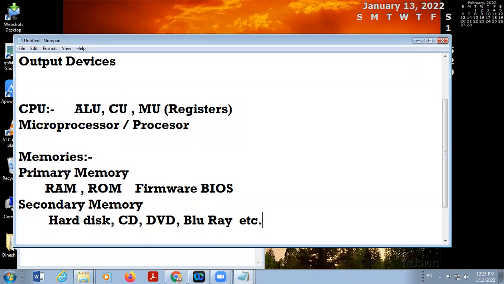Now, primary memory is also called main memory, or internal memory, because this is pasted in your motherboard. It is not attached. Otherwise, secondary memories are attached to the motherboard, but these are pasted. There is no cable with the help of which these are attached. So primary memory, main memory, and internal memory are the three names of the same type of memory, and this is temporary in nature. Next is the secondary memory.